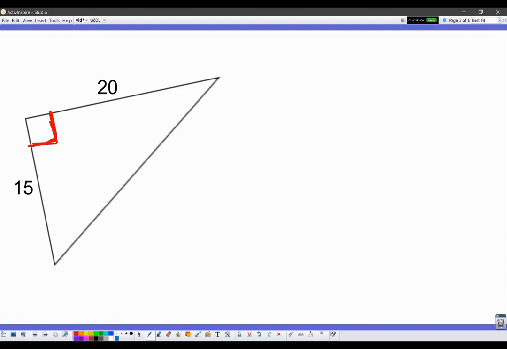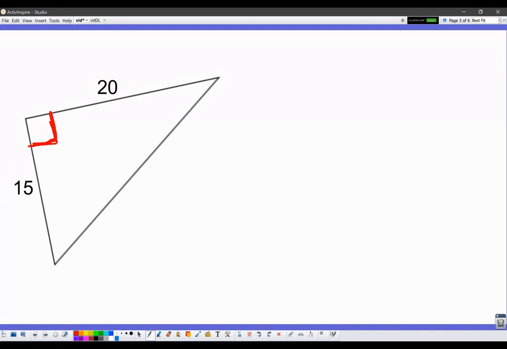So now that we know it's a right triangle, can I still use the Pythagorean theorem on it? If I have any two sides given, then I can use the Pythagorean theorem to find the third side. However, if I was missing one of these sides, I can't use the Pythagorean theorem anymore. But in this case, we do have two sides, so we can use it here.